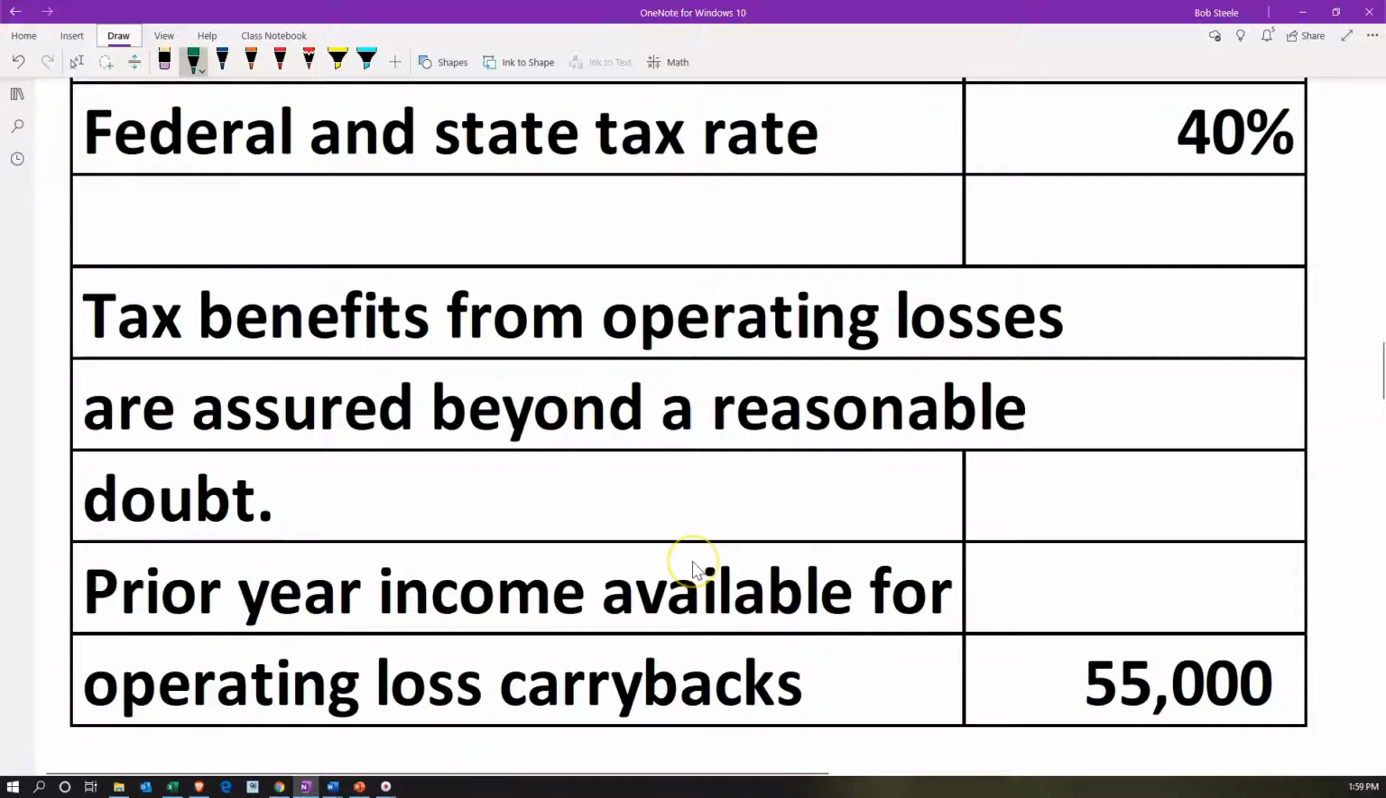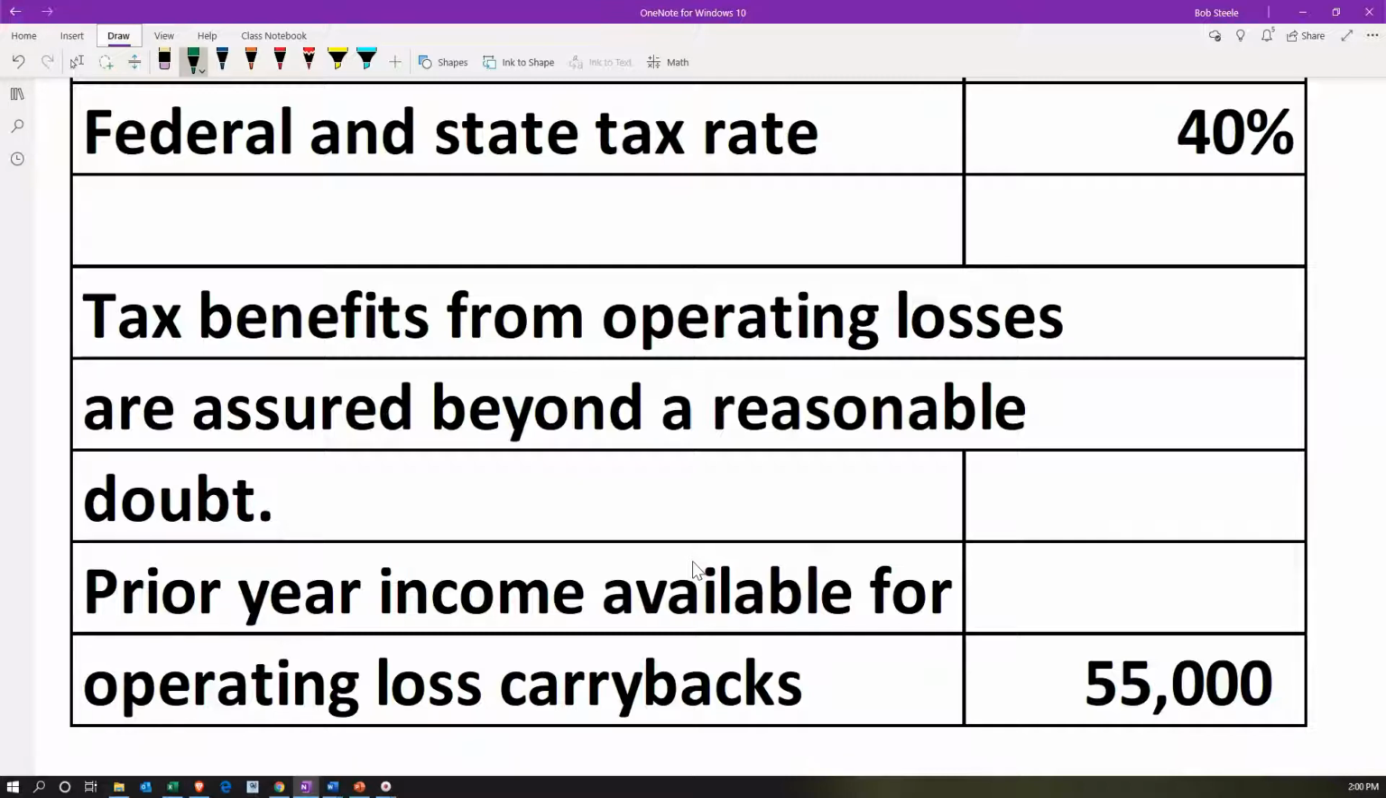Tax benefits from operating losses are assured beyond a reasonable doubt. So there should be a benefit from the loss. What happens when you have a loss, right? You're not going to be paying taxes, but you could have a benefit. For example, you might be carrying the loss back and therefore getting a benefit from the loss. So typically how this works is you make money and then the Fed and the state take some of it from you, right? But what if you lose money?